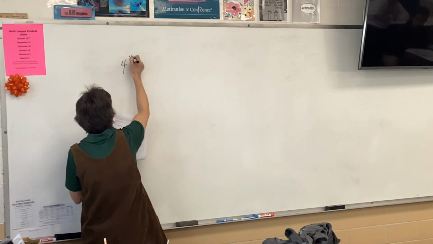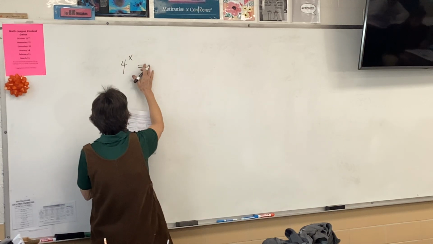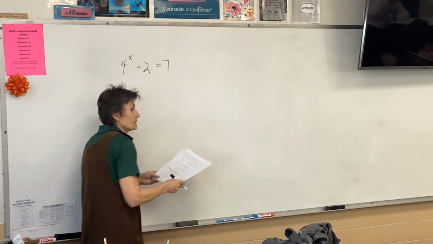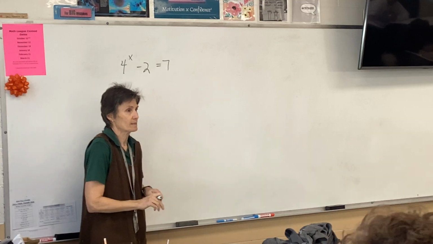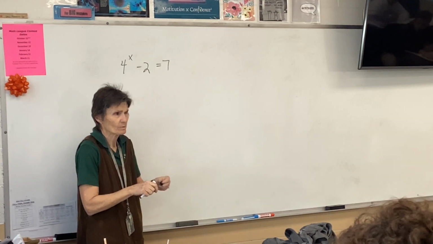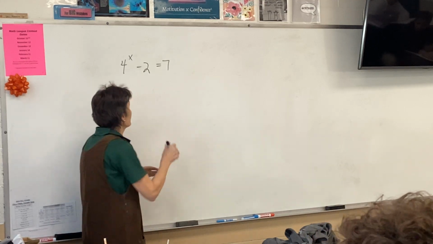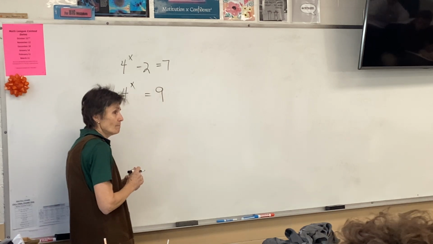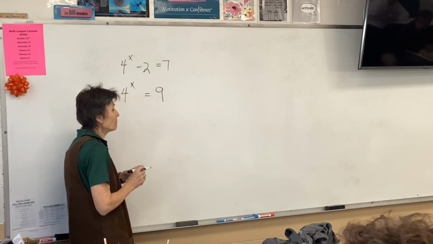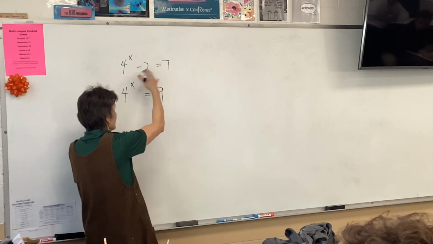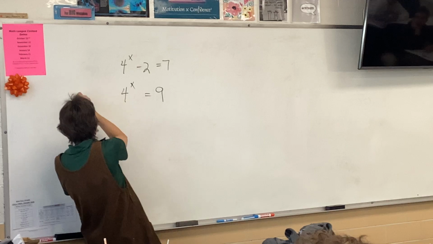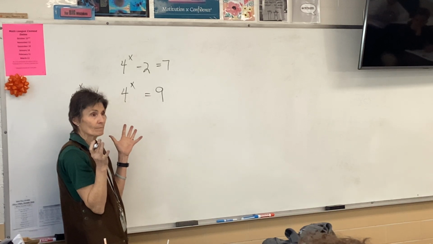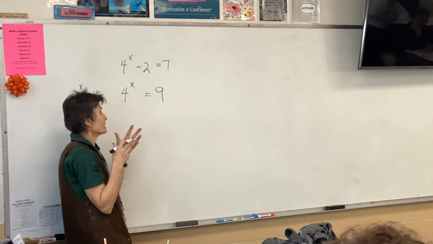So 4 to the x minus 2 equals 7. How do you think we're going to solve this? What are we going to do? You know this, it's easy. Add the 2. So 4 to the x equals 9. If the numbers had been different, and this said 4 to the x equals 16, then it would be easy, right? But it's not 16, it's 9.